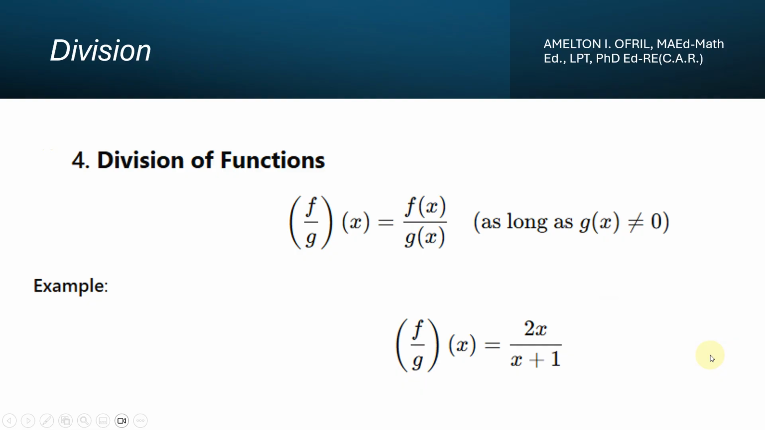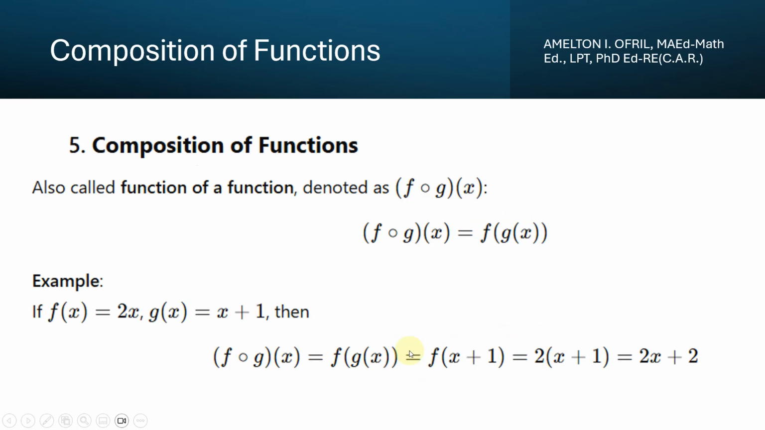Now, in the division of functions, there's what we call a restriction: as long as g of x, the denominator function, should not equal 0. And with that, the example here is that if you have the two functions, f of x equals 2x and g of x equals x plus 1, that is our formation. To continue, we have the composition of functions.